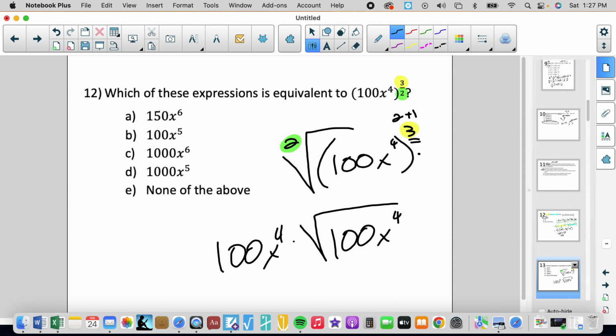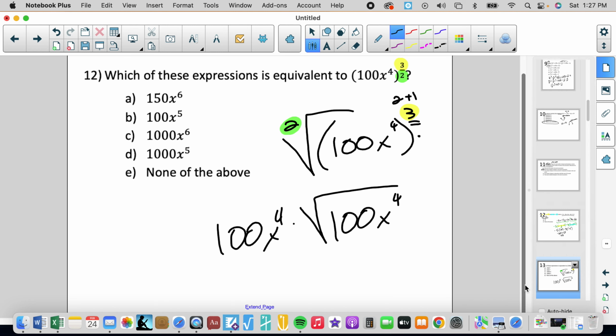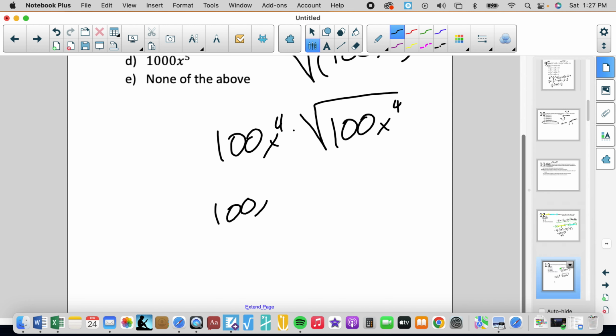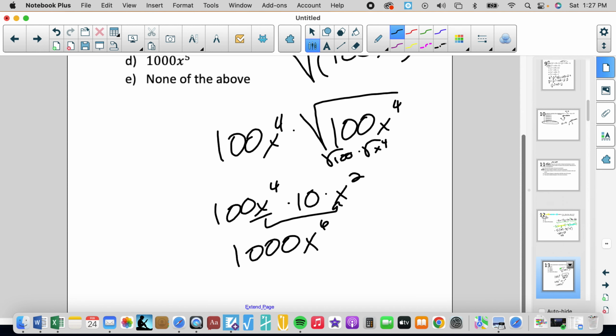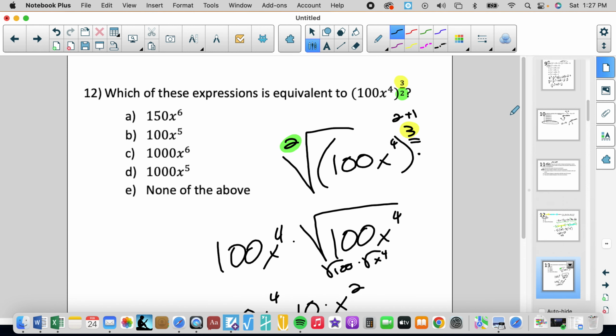So two of them would make one pop out, and you'd have one left over. And we get 100x to the fourth. We're going to break this into the square root of 100, square root of x to the fourth, which equals 10 times x squared, which gives us 1,000x to the sixth. Remember, multiply like bases, we add their exponents. That would give us c.